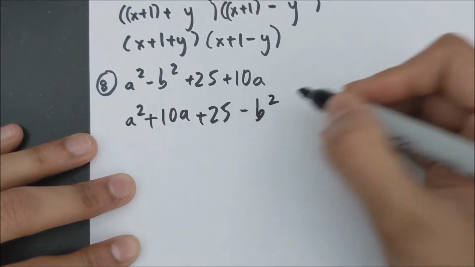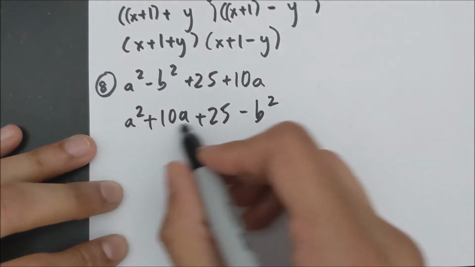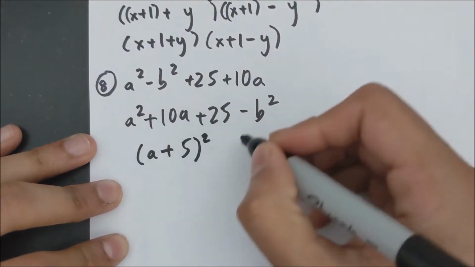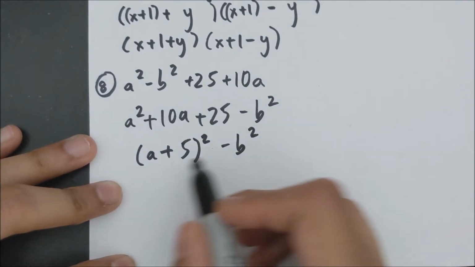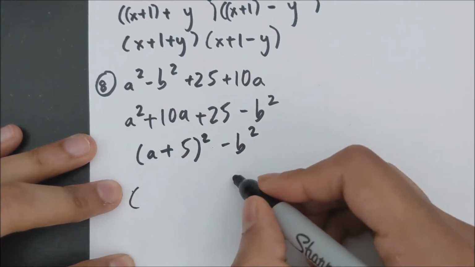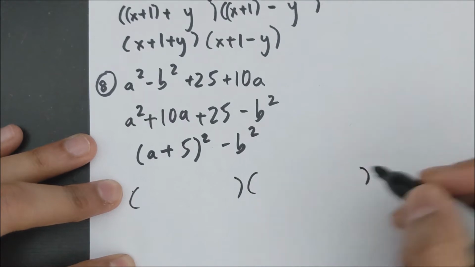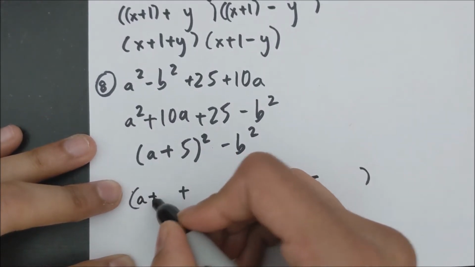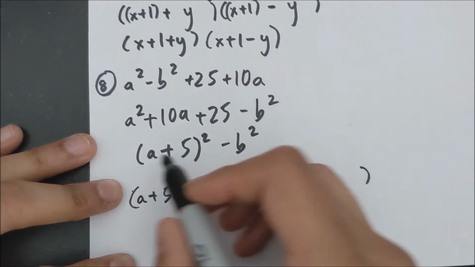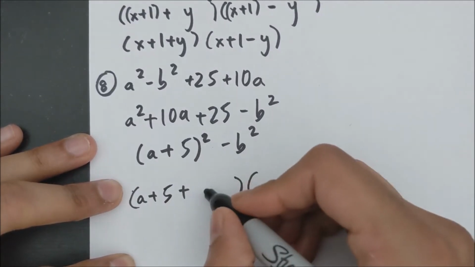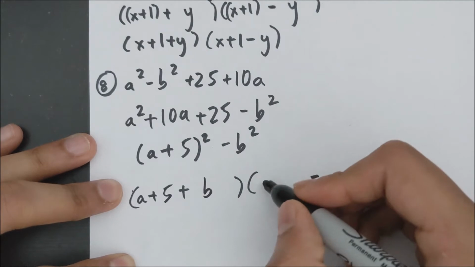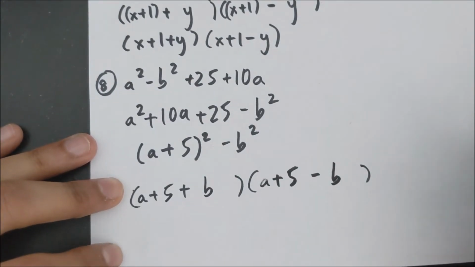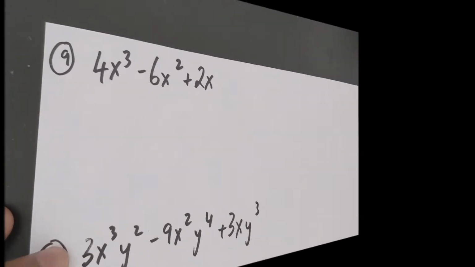minus b square. Now these three again give me a perfect square, which is just a plus 5 square minus b square, and then this is just difference of squares, plus minus. The starting is just a plus 5, that's the square root of that. The square root of b square is b. And again over here I just have a plus 5 minus b, and that's my final solution.